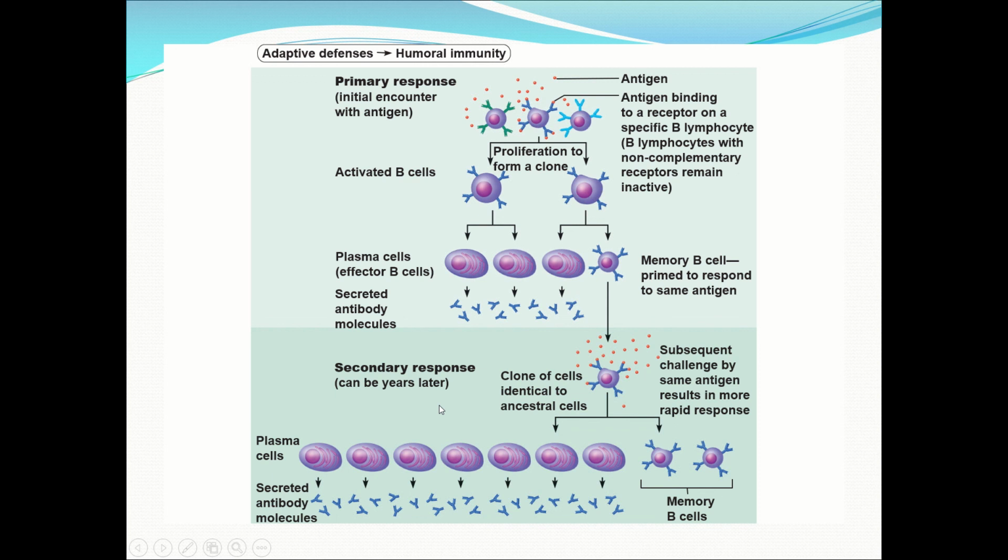And then the secondary response, which it says can be years later. Again, the memory cells are already there, and the subsequent challenge by the same antigen results in a more rapid response, and a clone of cells identical to the ancestral cells will occur, and a whole bunch of plasma cells will be proliferated that will secrete the antibody molecules. And then, of course, a staff of memory B cells will be proliferated as well, which will be stashed away for later future use if needed.